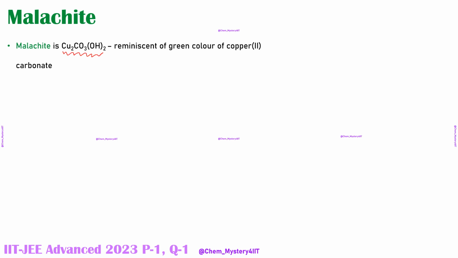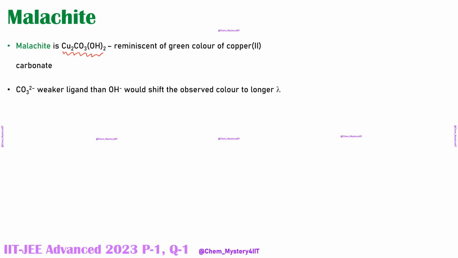The very first option, malachite. So what is malachite? Malachite is some green colored ore having the chemical composition CuCO3.Cu(OH)2. That is, we can say basic copper carbonate. And this is green, similar to what we have seen as the color of copper carbonate. If you have cupric carbonate, that is also having green color.